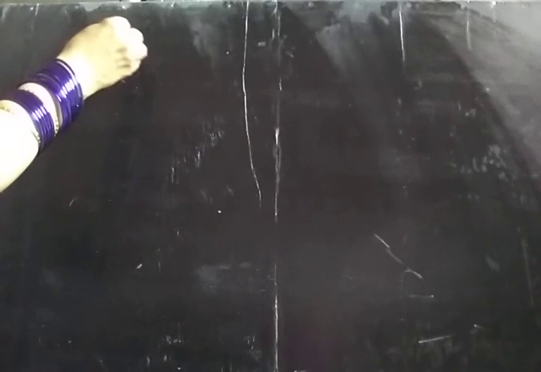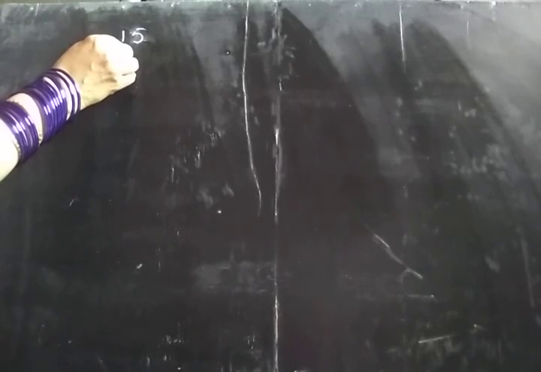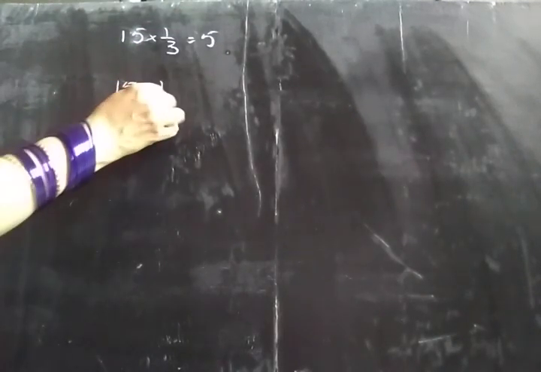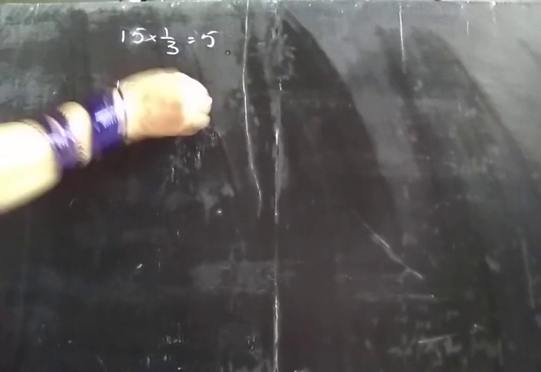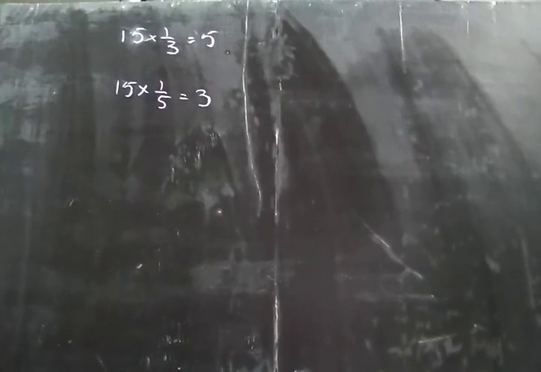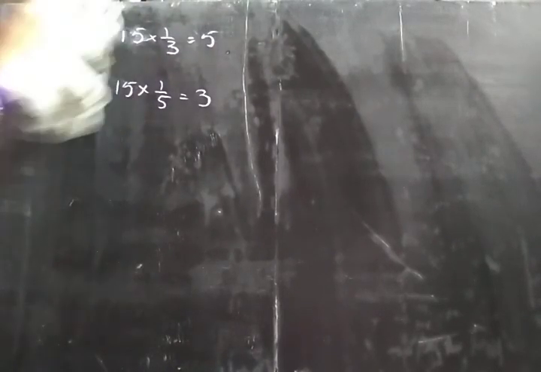Suppose the number is 15. If the number is 15, what is the third part of this one? Third part means into 1 by 3, that is 5 only. And fifth part, 15 into 1 by 5, that is 3 only. So which one is greater? Third part is greater only. So if the denominator is less, that number becomes more.